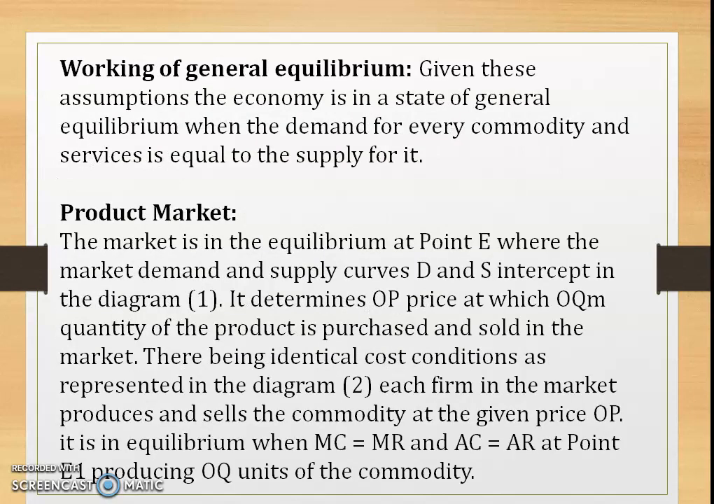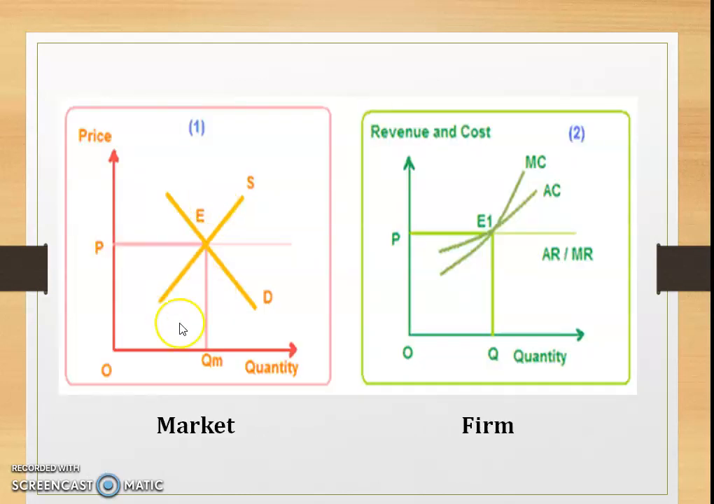Let's see the working of general equilibrium here. Given these assumptions, the economy is in a state of general equilibrium when the demand of every commodity and service is equal to the supply for it. Let's focus on the product market first, then I'll explain the factor market about the equilibrium. The market is in equilibrium at point E, where the market demand and supply intersect in the graph.